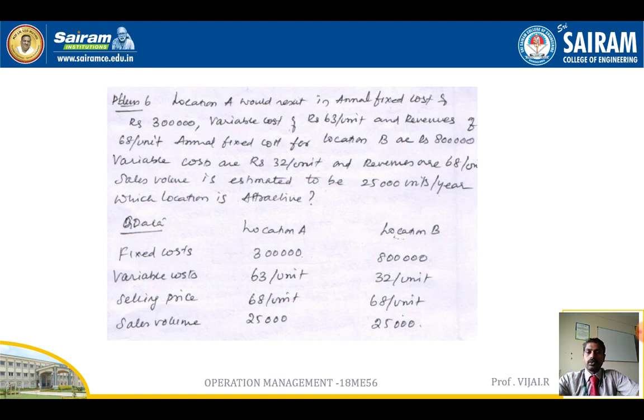See, here one more problem is given, with two locations, location A and location B, and fixed cost, variable cost, selling price and sales volume. For location A, fixed cost is given as 3 lakhs, variable cost is 63 per unit, selling price 68 per unit, sales volume 25,000. This happens in location A. Let it be Bangalore. Another one is location B, which is Bombay or Mumbai, right?